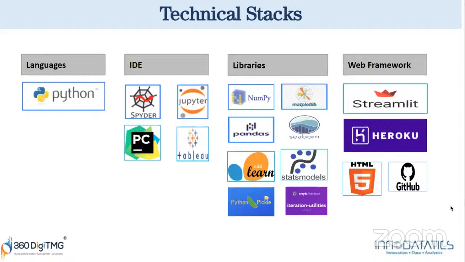The web framework that was used in this project is HTML, for developing the structure of the website to take inputs manually from the user. Heroku integrates with GitHub to make it easy to deploy the code living in the GitHub repository. Streamlit is an open source Python library for creating and sharing web apps for data science and machine learning projects. Moving on to the next slide.